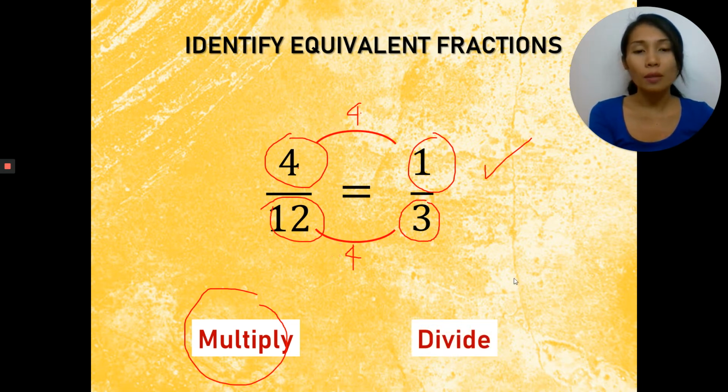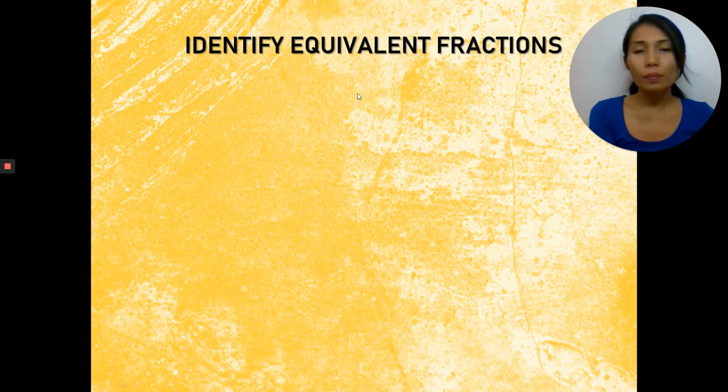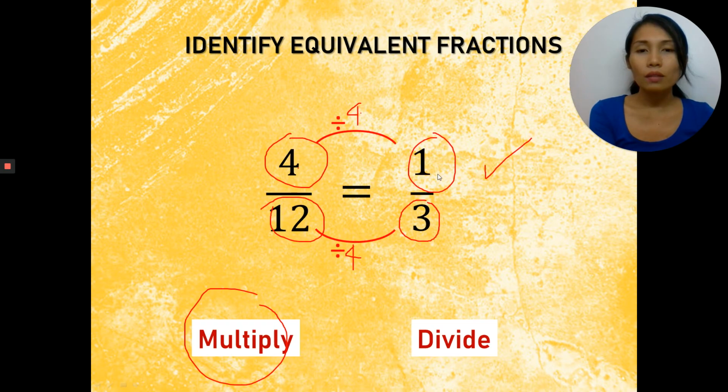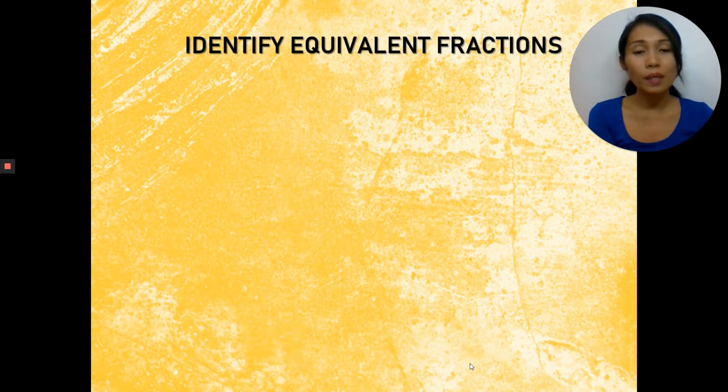Now let's try division. To divide, we do the same thing. 4 divided by 4 equals 1. Oops, 12 divided by 4 equals 3. All right, so that's how to find equivalent fractions, and at the same time we can identify fractions by using multiplication and division also.